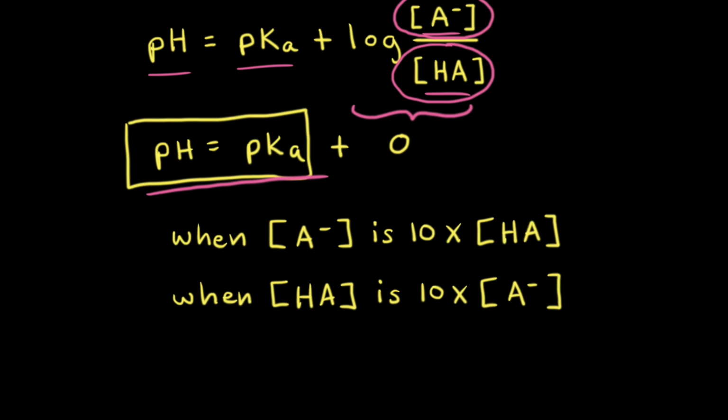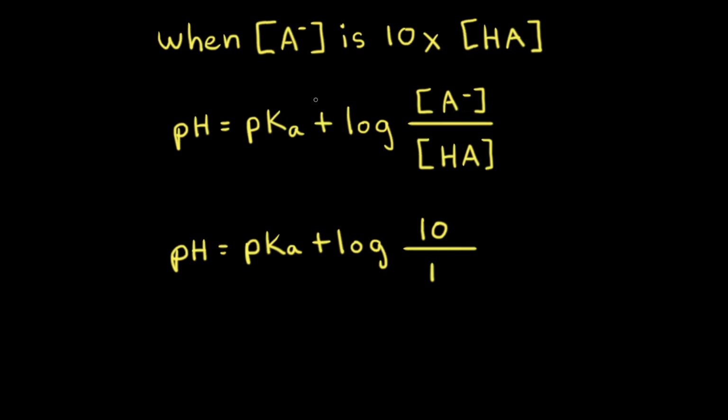Therefore, to find the effective pH range, we're going to use the Henderson-Hasselbalch equation to calculate the pH when the concentration of the conjugate base is 10 times the concentration of the weak acid, and also to calculate the pH when the concentration of the weak acid is 10 times the concentration of the conjugate base. Doing these two calculations gives us the upper and lower limits of the effective pH range.